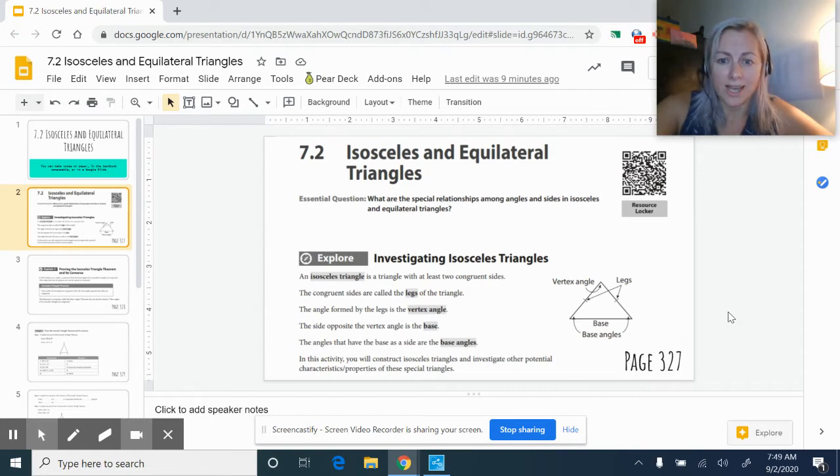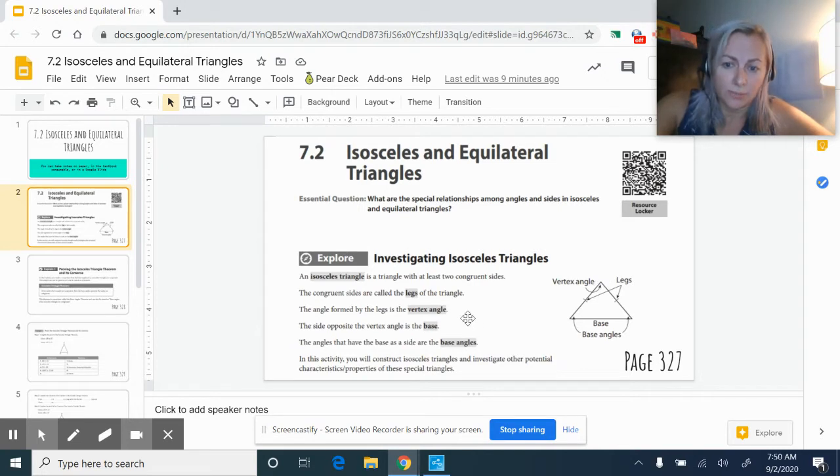So if we look at an isosceles triangle, we have a picture here of it. We have the base at the bottom. We have the two base angles. We have legs on either side. And the vertex angle is pointing here.